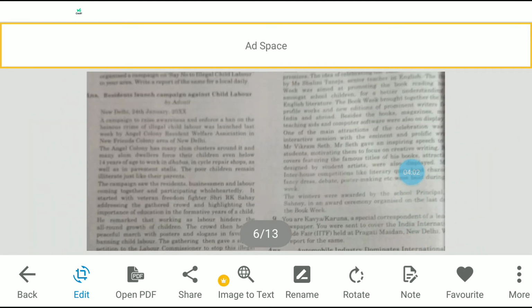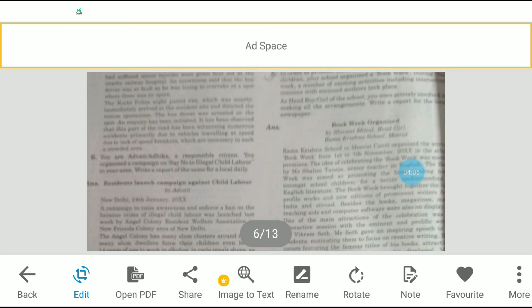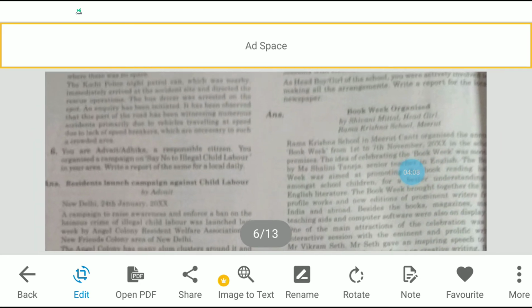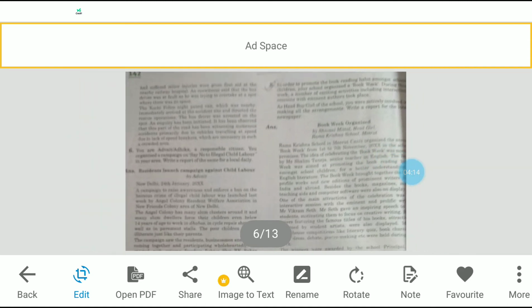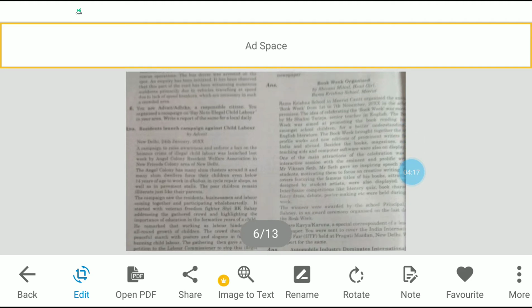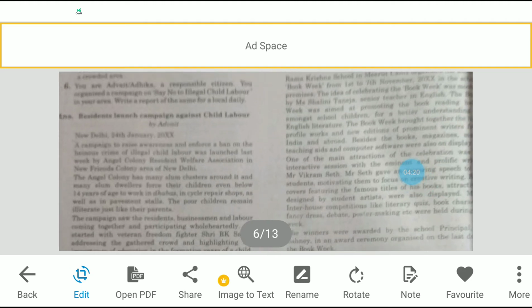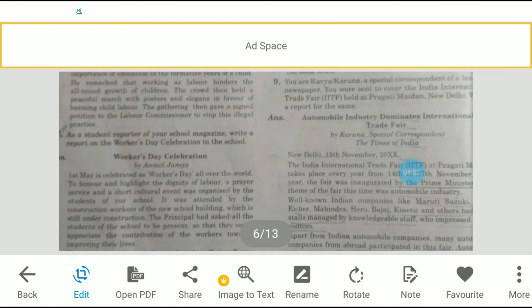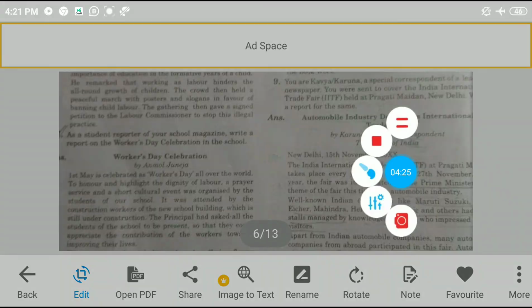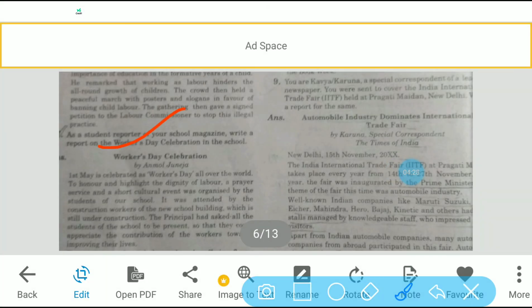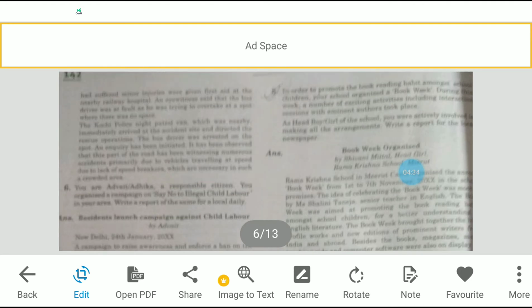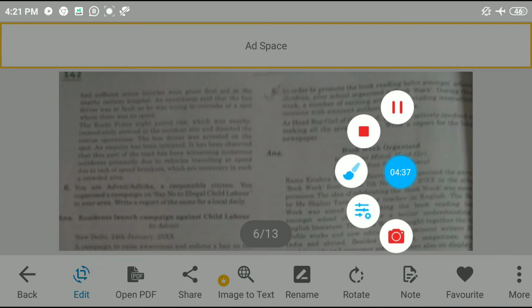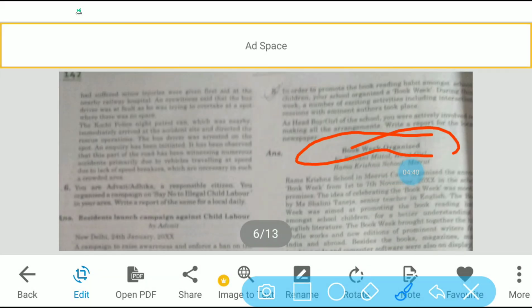I will send you one more report writing, you can see here another report, on Book Week organized. The second report writing is not very clear, so do one thing: you have to prepare first and second. At first prepare this one, as a student reporter of your school magazine. Because the picture of the second report writing is not very clear, I will send it once again, as it is very blurry.